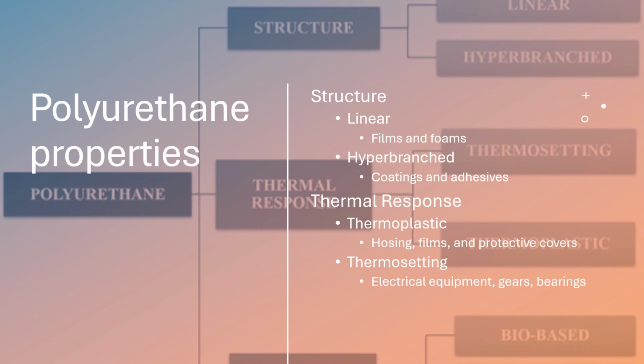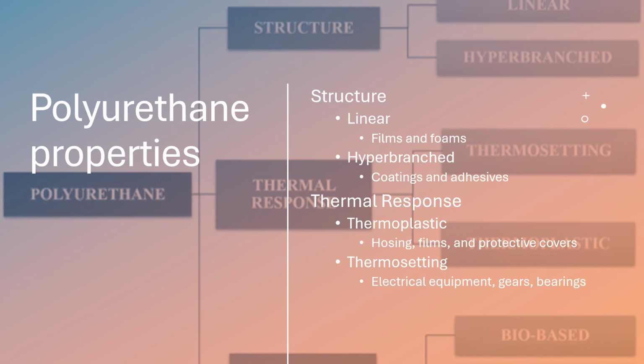With regards to its thermal response, thermoplastic, also known as TPUs, retain their original properties even after being melted and recasted. It resists abrasion, oil, and UV radiation, as well as shock and vibration due to its elastic properties. You can typically find this type of polyurethane in hosing, films as well, or protective covers.